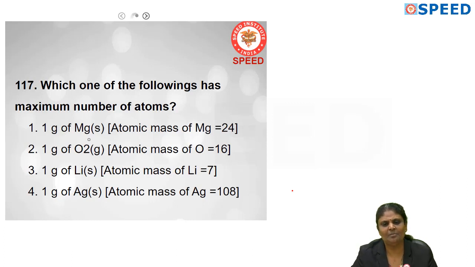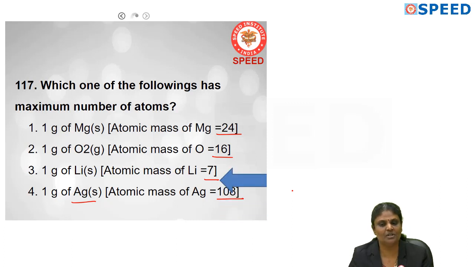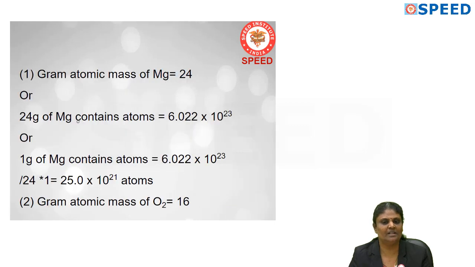Okay, so 1 gram of magnesium, the atomic number is given as 24, and then oxygen, the atomic number is 16, and then 1 gram of lithium, atomic number is 7, and another one, that is silver, the atomic number is 108. So, this question is also a very easy question, and here the atomic number 7 is very less. So I think this one is the correct option. This is also a lateral thinking question only.